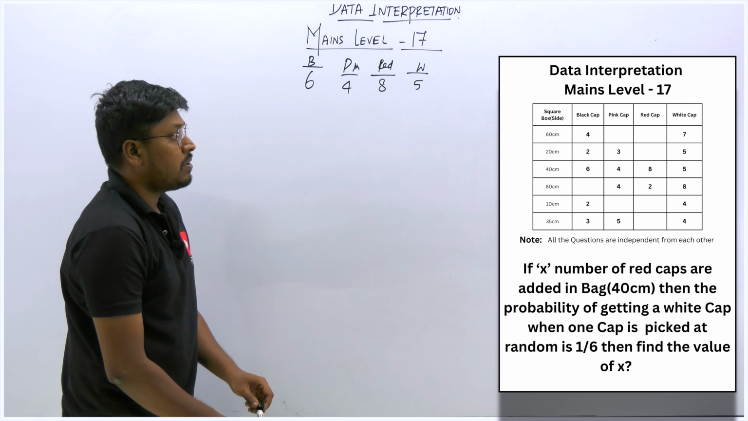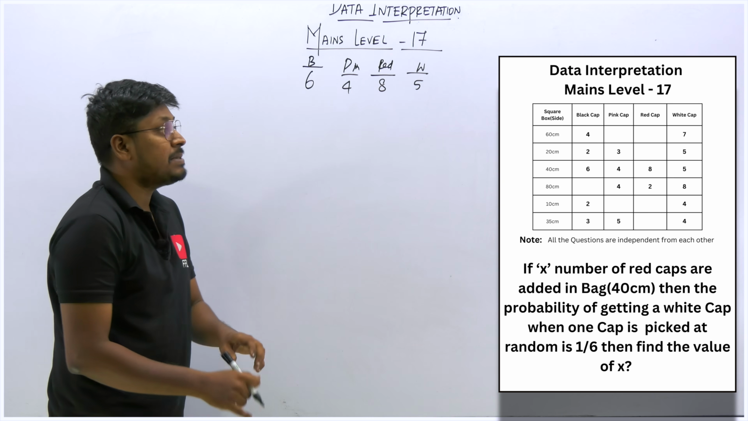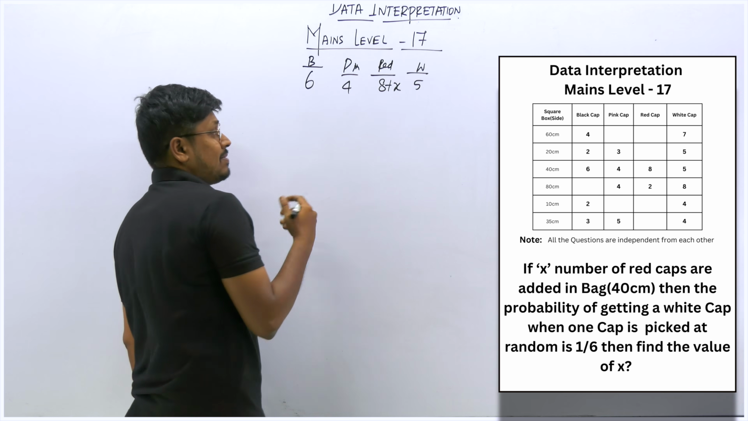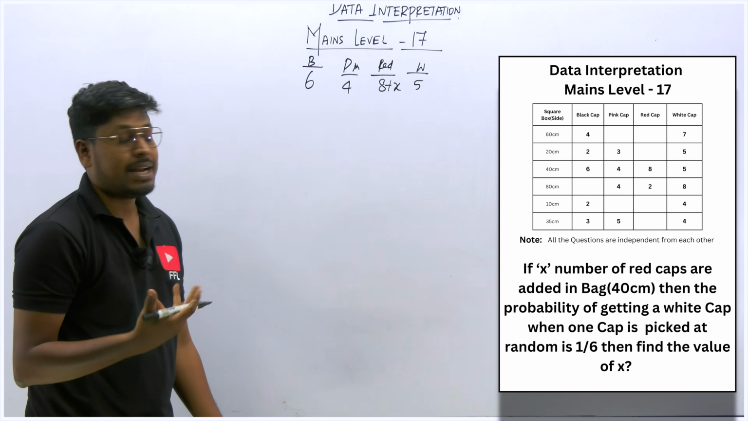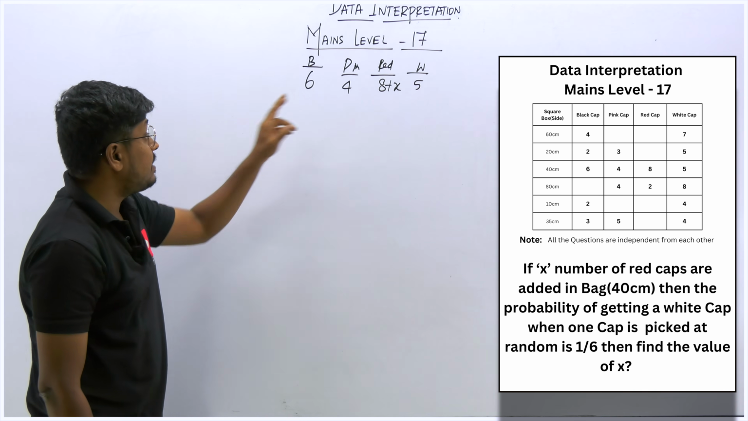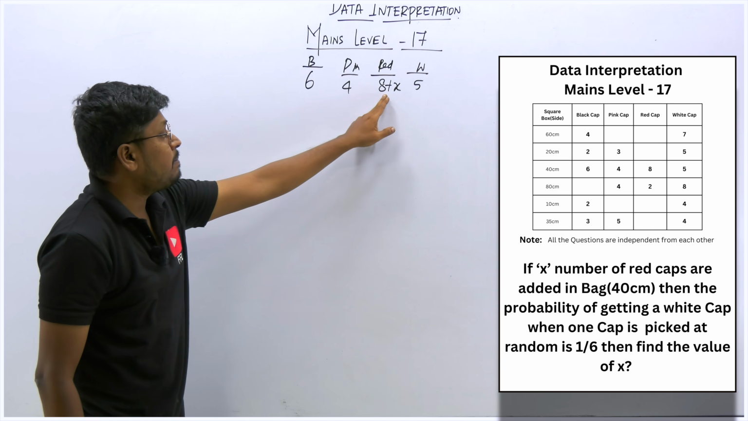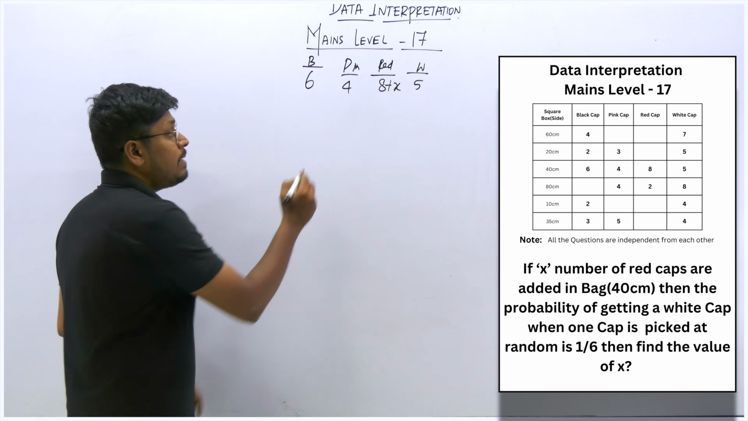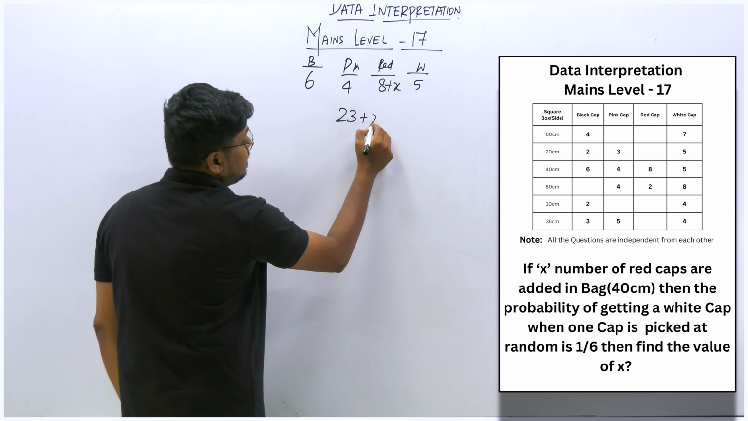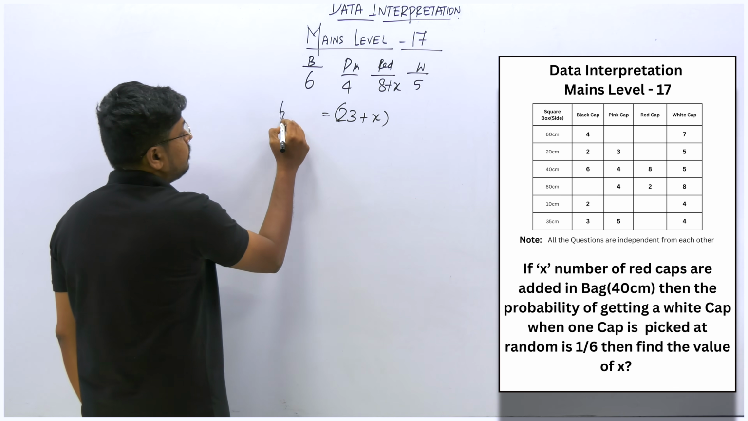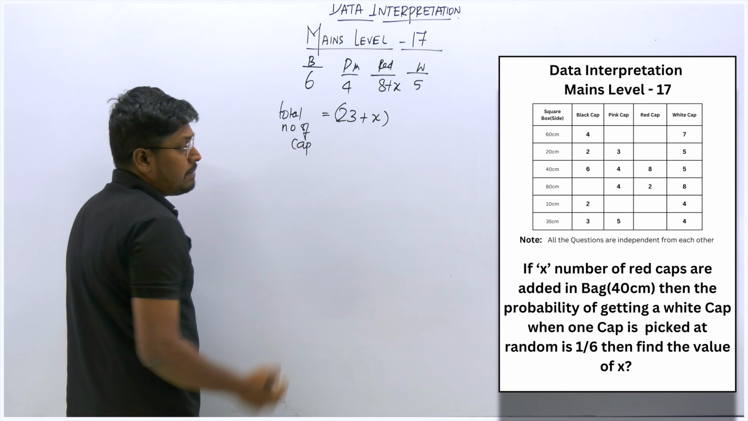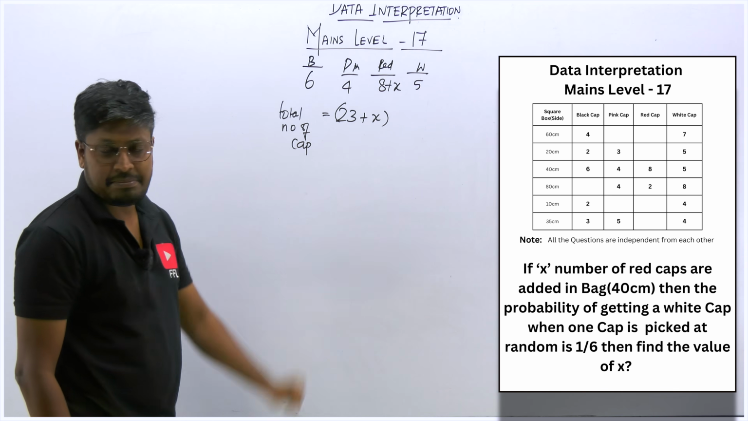Now according to the question, X number of red caps has been added. So here we can place it as 8 plus X. Why? Because some amount of red caps has been added. Now let me look at the total. 6 plus 4 will be 10, 10 plus 8 is 18, and 18 plus 5 will be 23. So 23 plus X will be the total number of caps inside the bag of 40 centimeter.